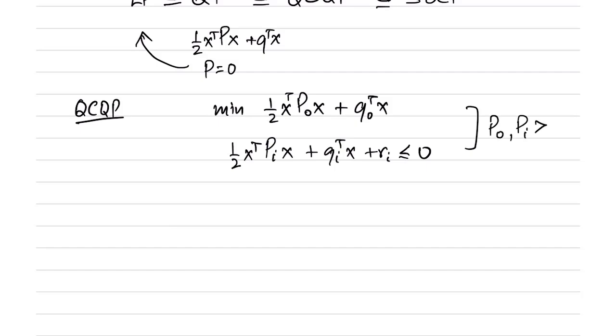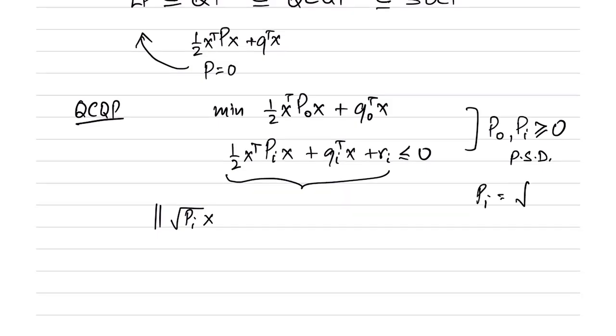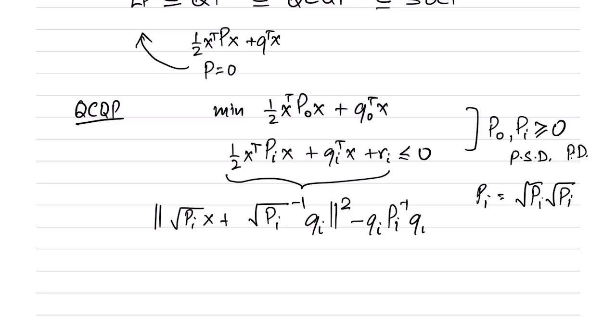So P0 and Pi are all positive semi-definite. For a positive semi-definite matrix, this can actually be written, so please verify this, as the square root of Pi times x. Remember what is square root of Pi? Pi is equal to square root of Pi times square root of Pi. This is a symmetric square root of a positive semi-definite matrix. So this can be written as square root of Pi times x plus square root of Pi inverse times Qi. Now I'm assuming here that these are all positive definite. So this square minus Qi transpose Pi inverse Qi plus Ri. So this thing can be written like this.